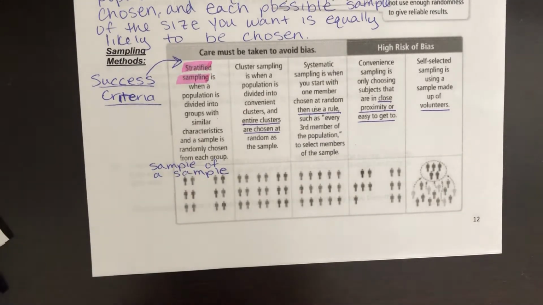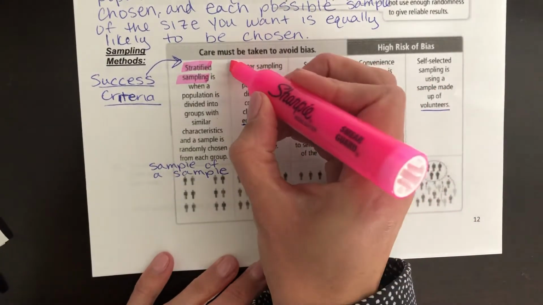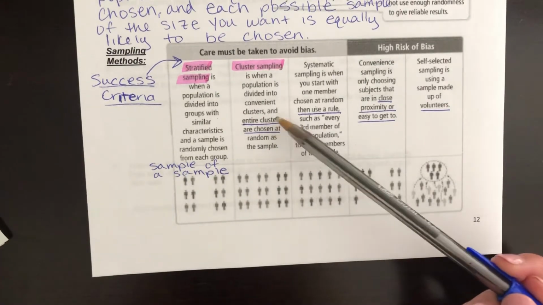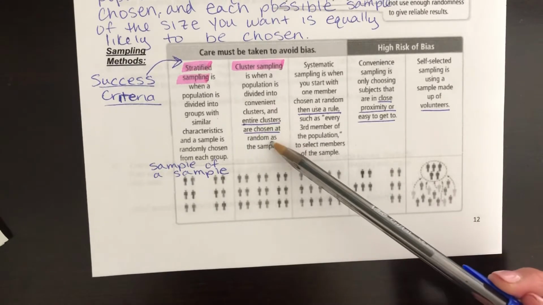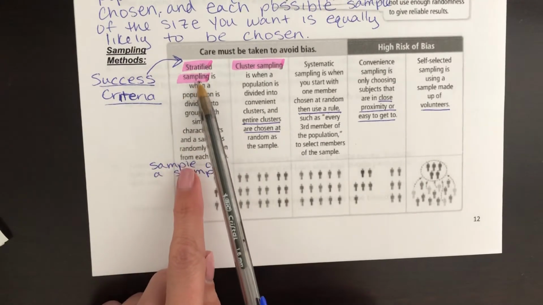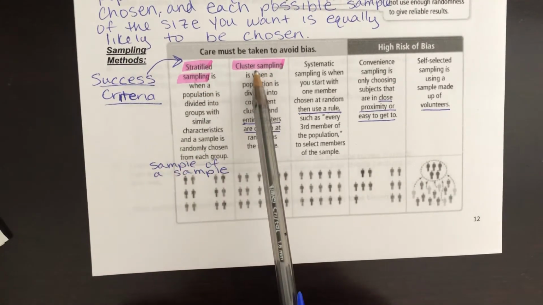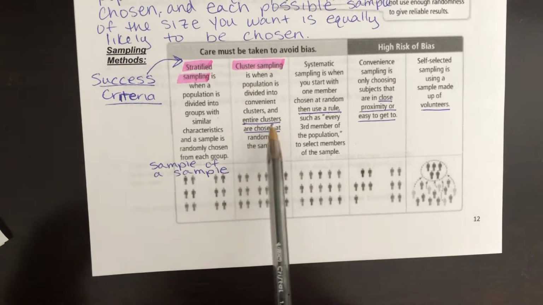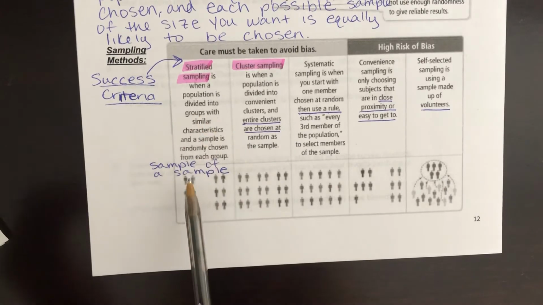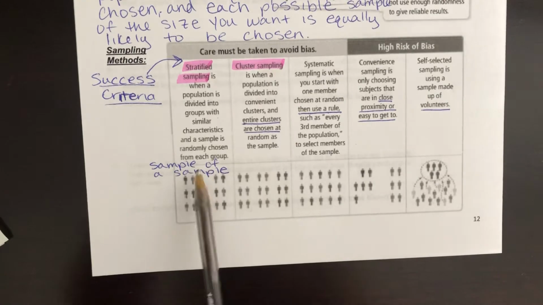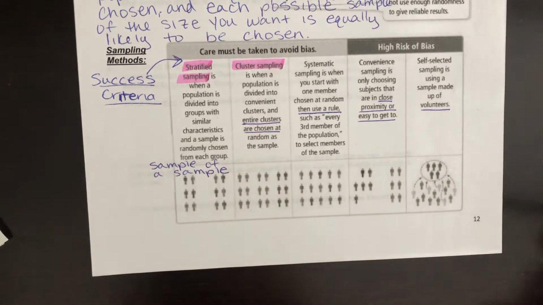The next one is called cluster sampling. Cluster sampling is when a population is divided into convenient clusters and entire clusters are chosen as a random sample. So this kind of sounds the same as stratified sampling, except what's different with cluster sampling is that the entire cluster is chosen. Where with stratified sampling, you're just pulling some of that sample instead of the entire sample.